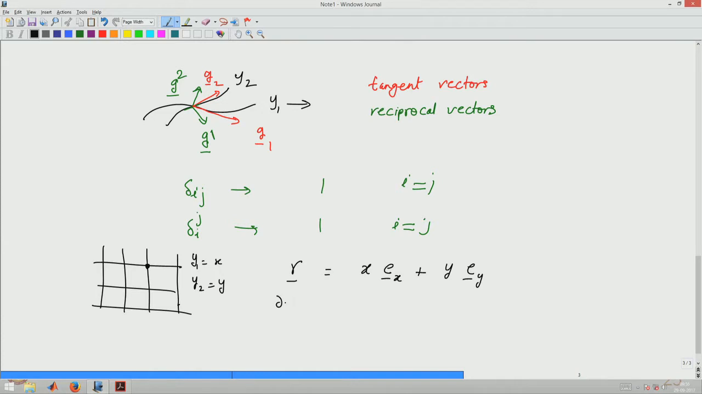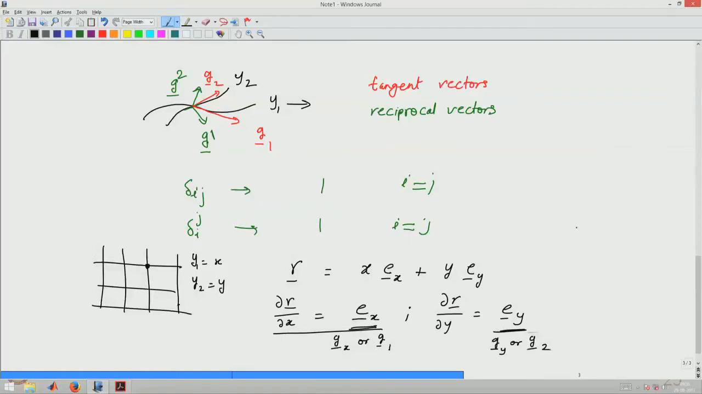So, we are looking at del r by del x, and that is nothing but Ex. Similarly, del r by del y is nothing but Ey. Therefore, this is nothing but Gx or G1, and similarly this is nothing but Gy or G2. Of course, in this case what we see is that the base vectors that we already know, the unit vector in the direction of x or the unit vector in the direction of y, are the base vectors based on the definition.